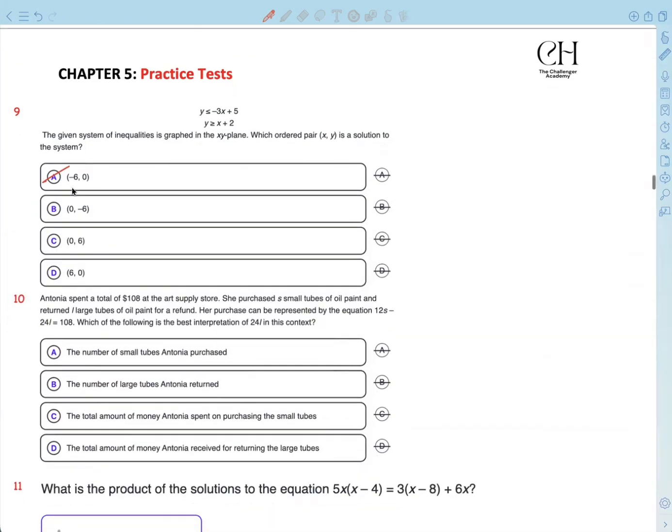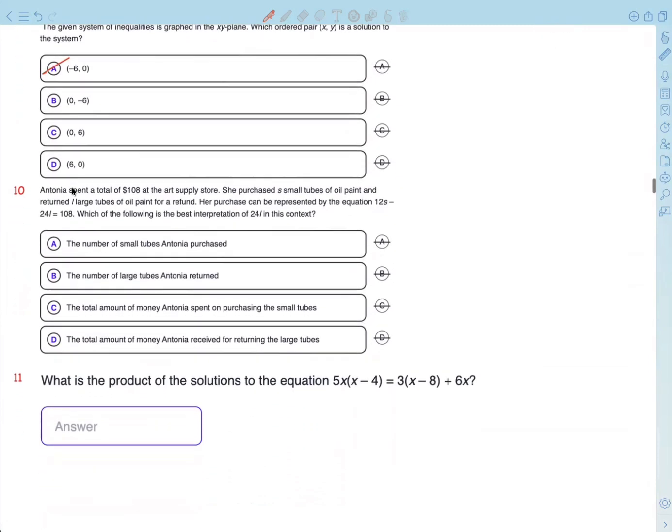Let's move to question 10. Antonia spent a total of $108 at an art supply store. She purchased S small tubes of oil paint and returned L large tubes of oil paint for a refund. Her purchase can be represented by the equation 12S minus 24L equals 108.